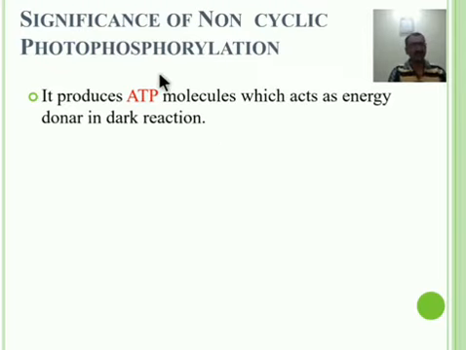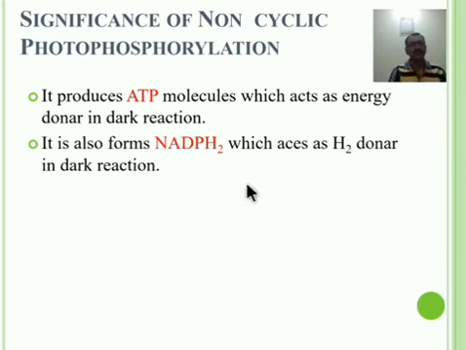That means energy is produced here and that energy is forwarded to the dark reaction. Second, it also forms the NADPH2 molecule which acts as an H2 donor in the dark reaction. Both are energy rich compounds and they are produced in this non-cyclic photophosphorylation, and further these energy rich molecules are used in the dark reaction.